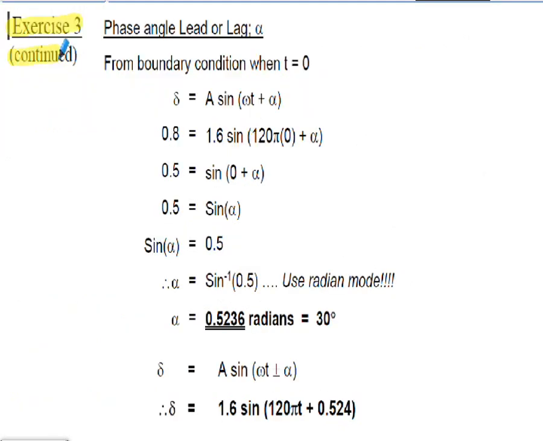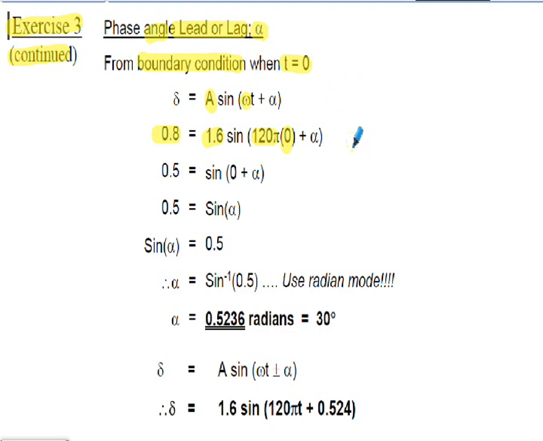Exercise 3 continued here. Now we know from the previous slide that the A value, in this case the amplitude, is 1.6, we got that by inspection of the equation, and the omega was 120 times pi. Now what we need to find is the angle of lag or lead, the alpha value. And that's where the boundary condition is very useful, because we were told that when t is equal to 0, the displacement is 0.8. So we can form an equation where 0.8 is on the left hand side for the displacement and the time taken is 0.